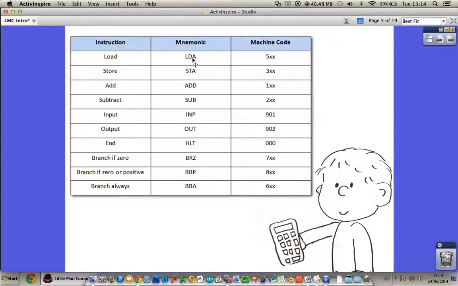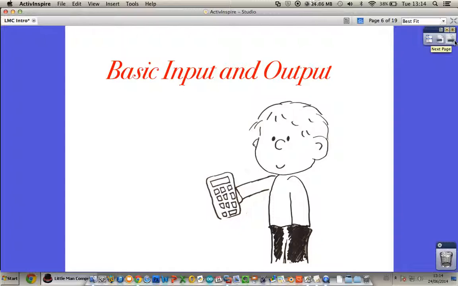And then these are the mnemonics. This is our assembler code. And then we have the machine code the computer understands. Anywhere there's an XX, that's pointing to a specific place in memory. So we're going to have a look first at some basic inputs and outputs.